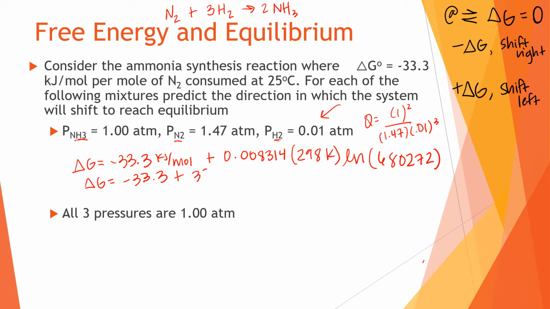So now when I do that math, I actually get, crazy enough, 33.3, which means that we are at equilibrium. So in this case, we're already at equilibrium, so we don't have to shift. Now we're going to do the same thing, but this time all of our pressures are 1 atmosphere.